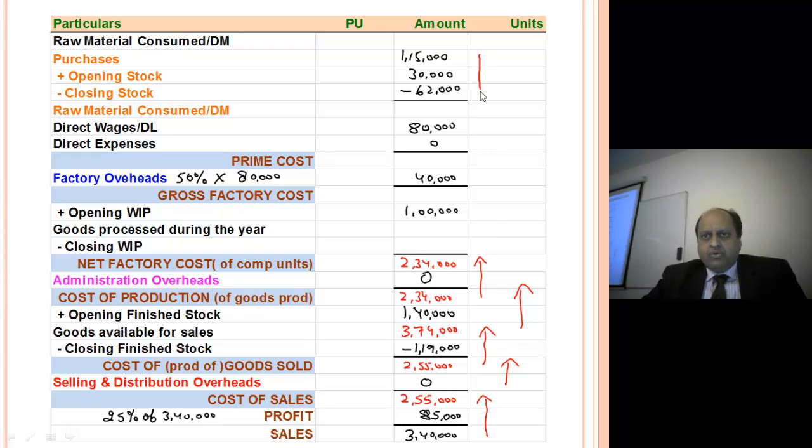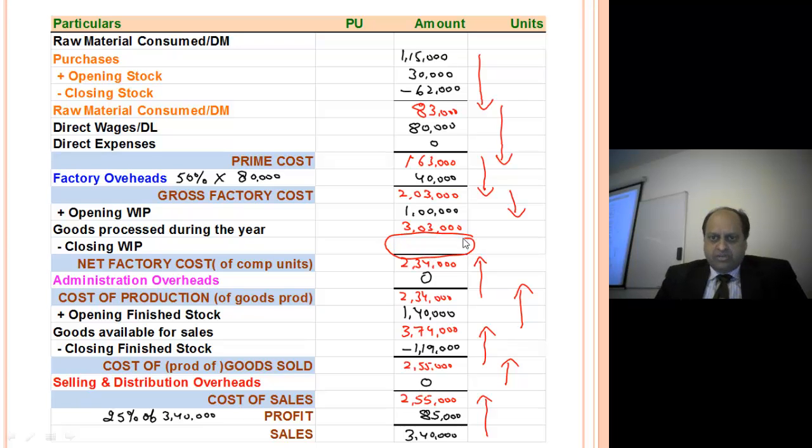Now I'll move from top to bottom. 115 plus 30,000 minus 62,000. My answer is 83,000. Further 83 plus 80,000 makes it 1,63,000. I'll add 40,000, which will make it 2,03,000. I'll add 1,00,000, this will make it 3,03,000. Now it's okay. Another missing figure you can find. How much should it be? 3,03,000 minus 2,34,000. It is 69,000.